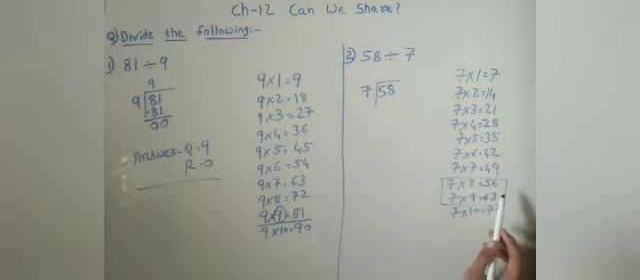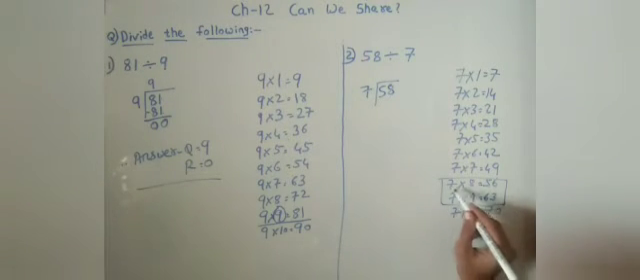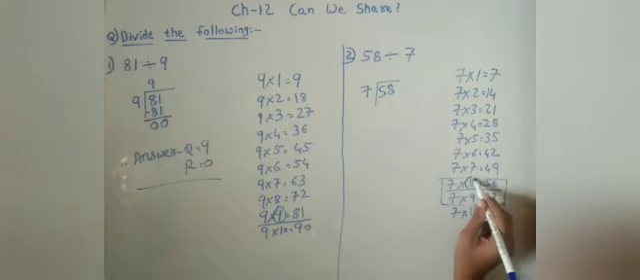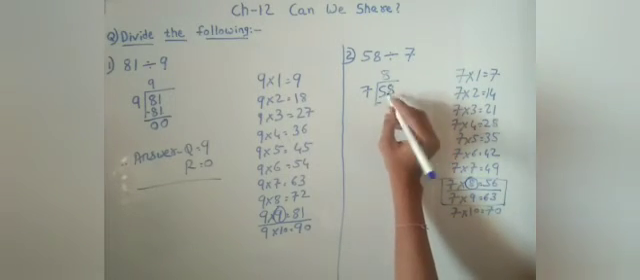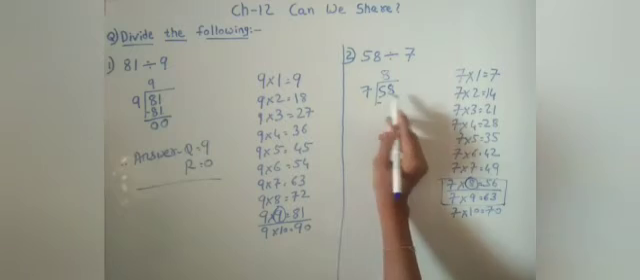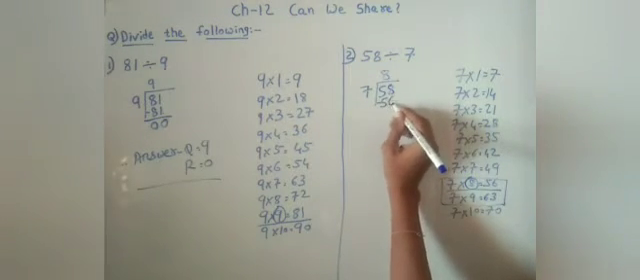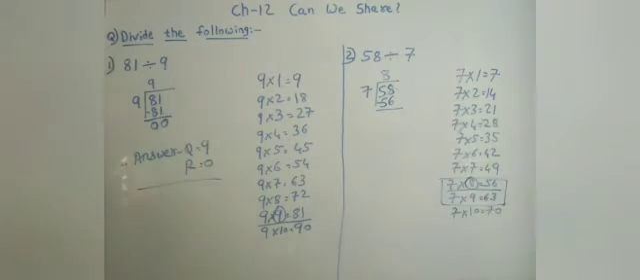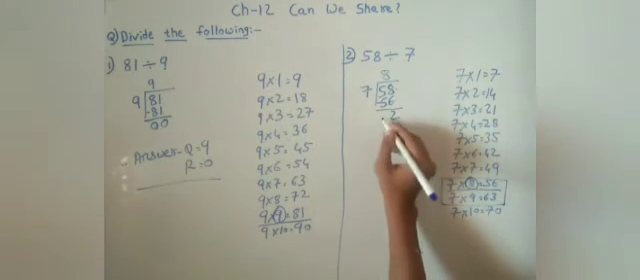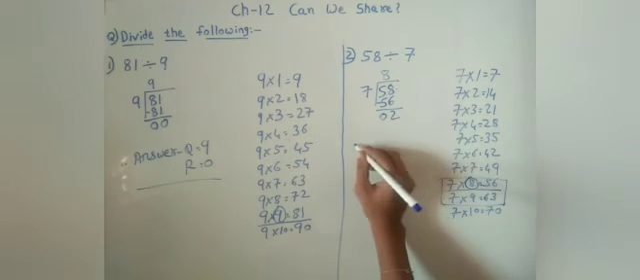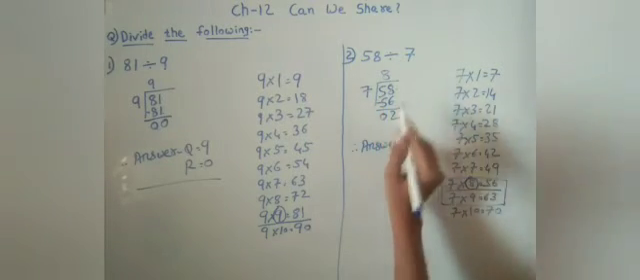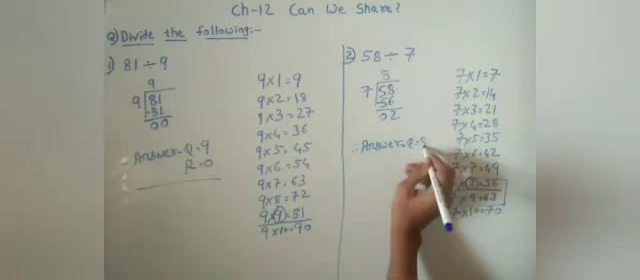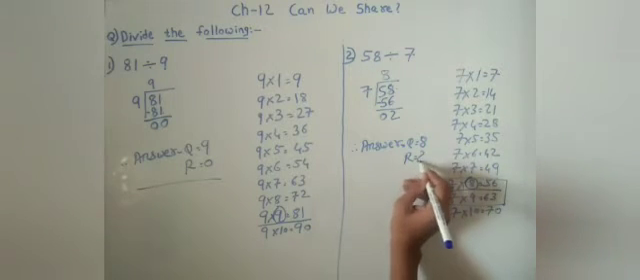Which number is smaller than 58, 56 or 63? It is 56. So we will write the number 56. 7 eights are 56. We will subtract the number 56 from 58. 8 minus 6, 2. 5 minus 5, 0. So here our answer is quotient 8 and remainder 2.